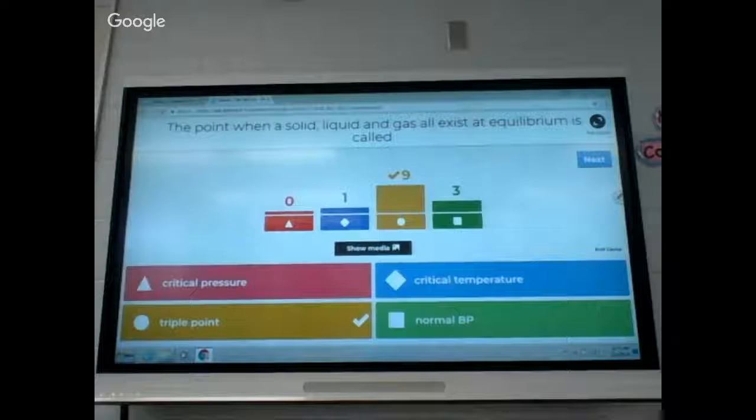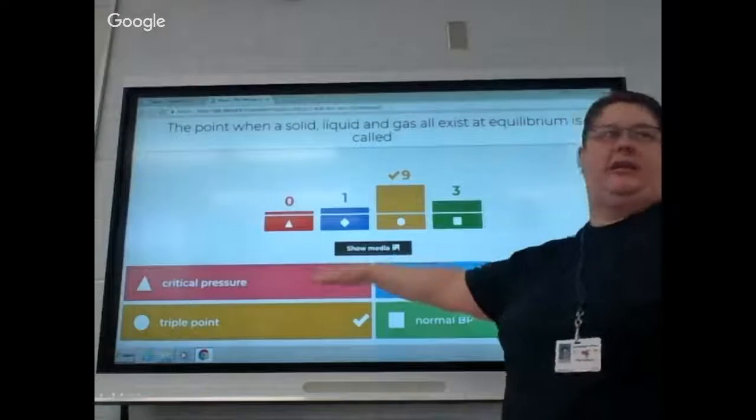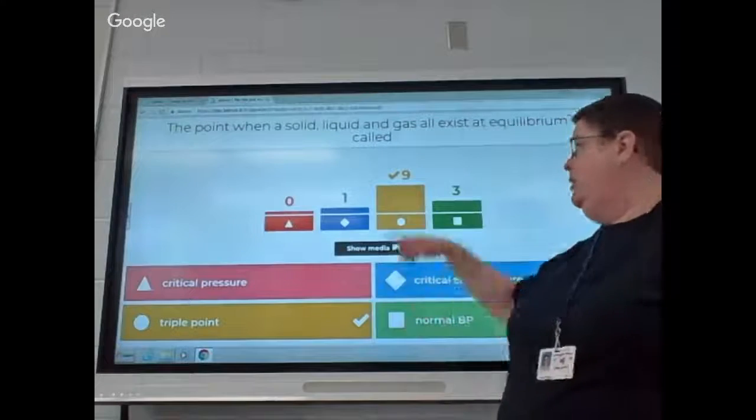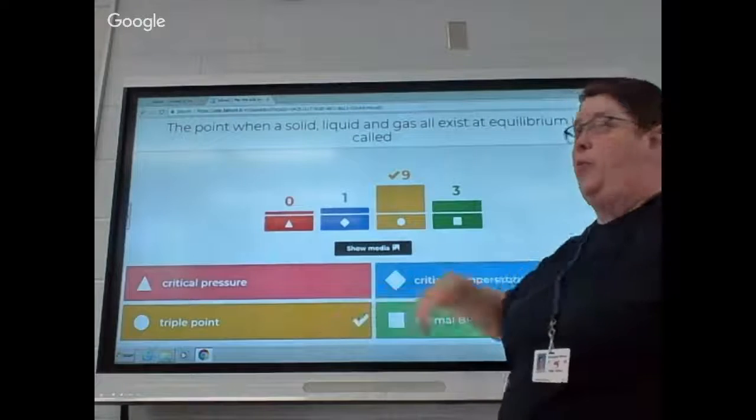It's a triple point. Okay? The triple point is when all three of them exist at equilibrium. The critical point is when no more liquid can exist. Once you get to the critical point, liquids don't exist anymore. It's all gas. Okay? The critical pressure and the critical temperature are the last point in which a liquid can exist. You're all gas after that point. Equilibrium is the triple point.